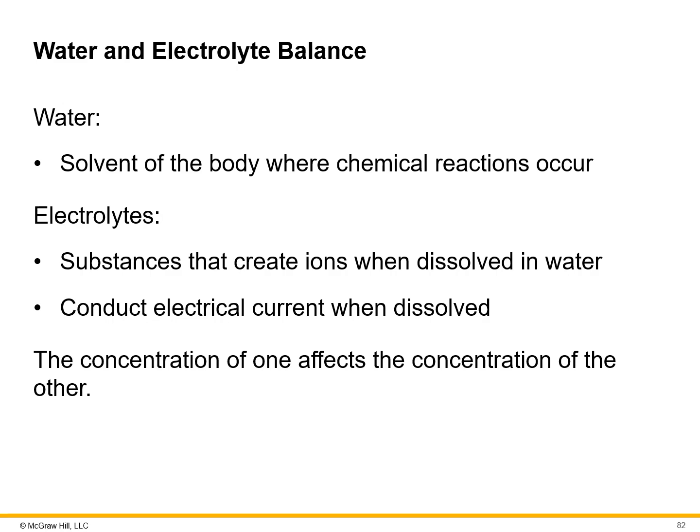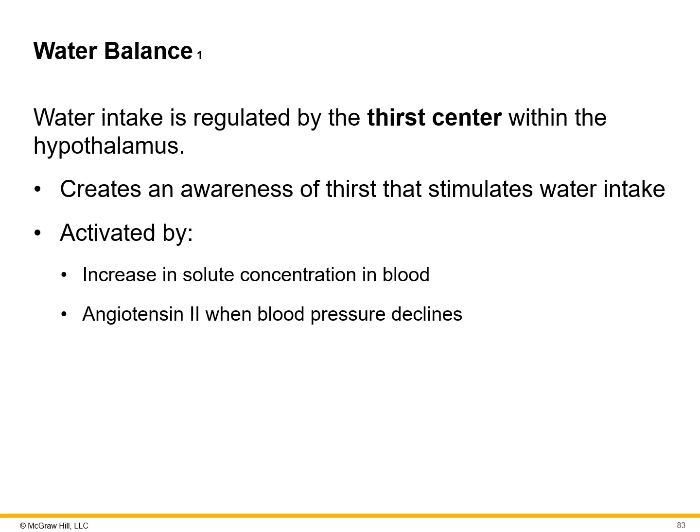Okay. But the concentration of water in the blood is regulated by controlling the amount of water lost in the urine only. Okay, so the concentration of water in the blood is regulated by controlling the amount of water that's lost in the urine only. Okay, so we're kind of continuing this conversation in the next slide.